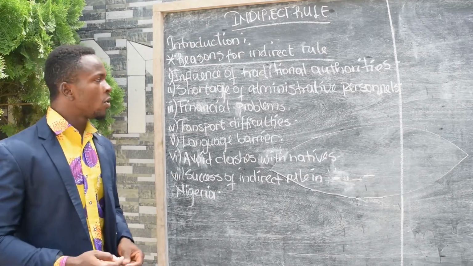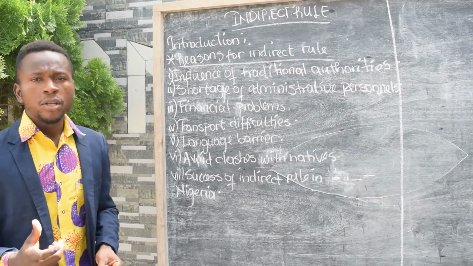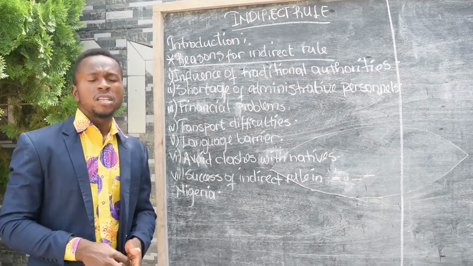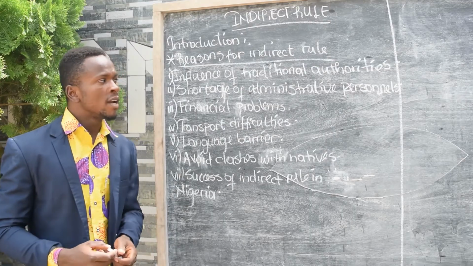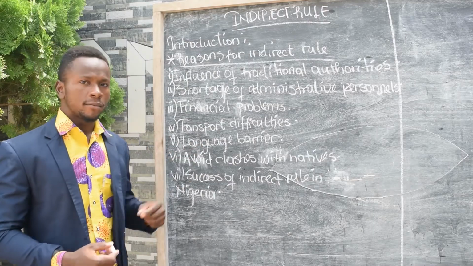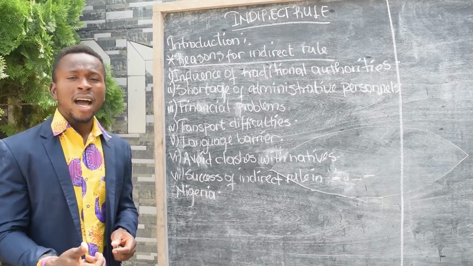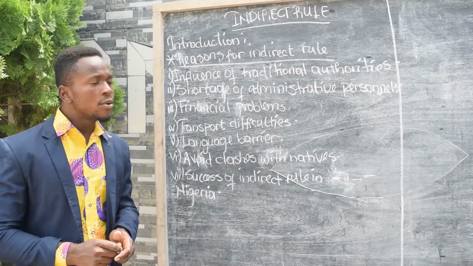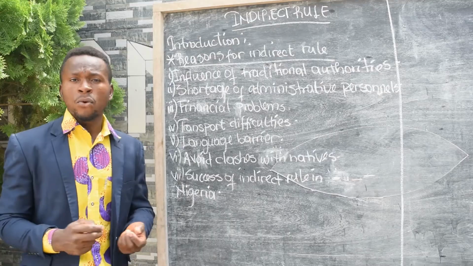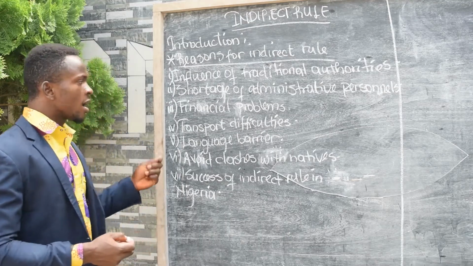Now we can also talk about shortage of administrative personnel. Shortage of administrative personnel also influenced indirect rule in Cameroon. As a result of that, the British lacked personnel. They had inadequate personnel that could control the territory. So for that reason, they thought that only indirect rule could be used to control the territory.